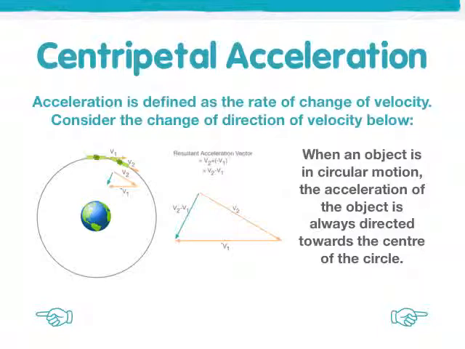Okay, so to sum it up, acceleration is defined as the rate of change of velocity, and in a circular route you can find this resultant not by subtracting the magnitudes, but by subtracting the directions, by using vector subtraction. And I'll say it again, when an object is in circular motion, the acceleration is always directed towards the center of the circle.